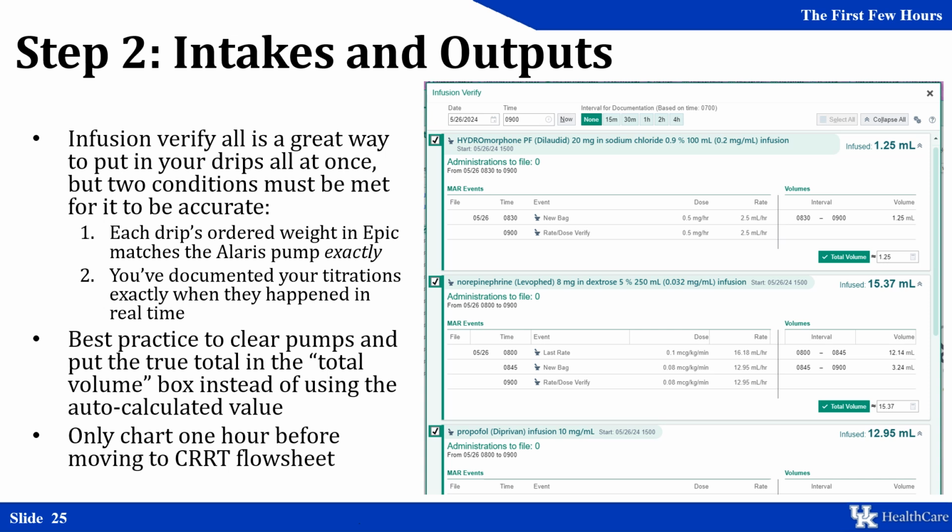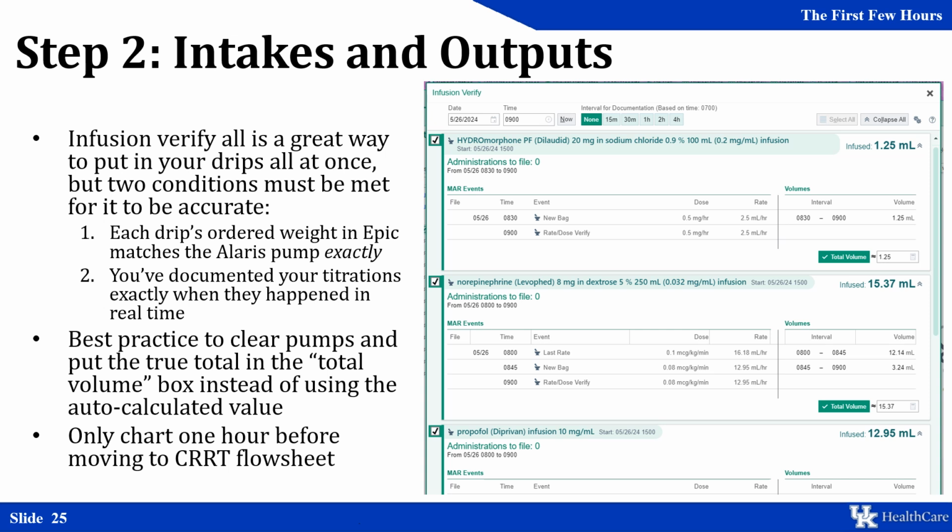One quick and efficient way to chart all of your intakes from continuous medication drips for that hour is to use the Infusion Verify All feature in the I&O flow sheet. This can be a good tool, however, we need to make sure that everything in Epic matches what's actually happening on the patient. For example, if you have a patient that becomes acutely hypotensive and you start them on Levophed, you may start that pump at a weight of 75 kilograms, which is what you were told their admission weight was. However, once the physician or provider gets around to ordering that drip, they may put it in as 78 kilograms, which is the patient's daily weight.